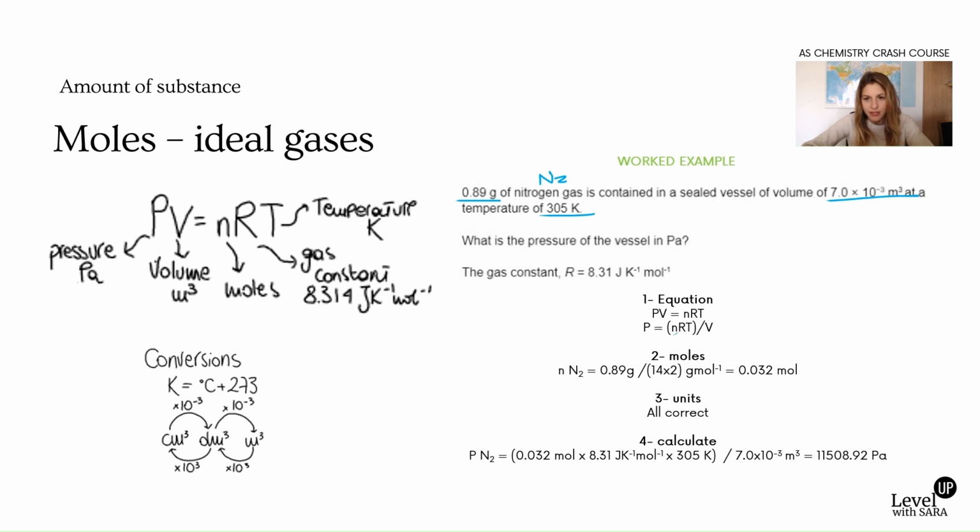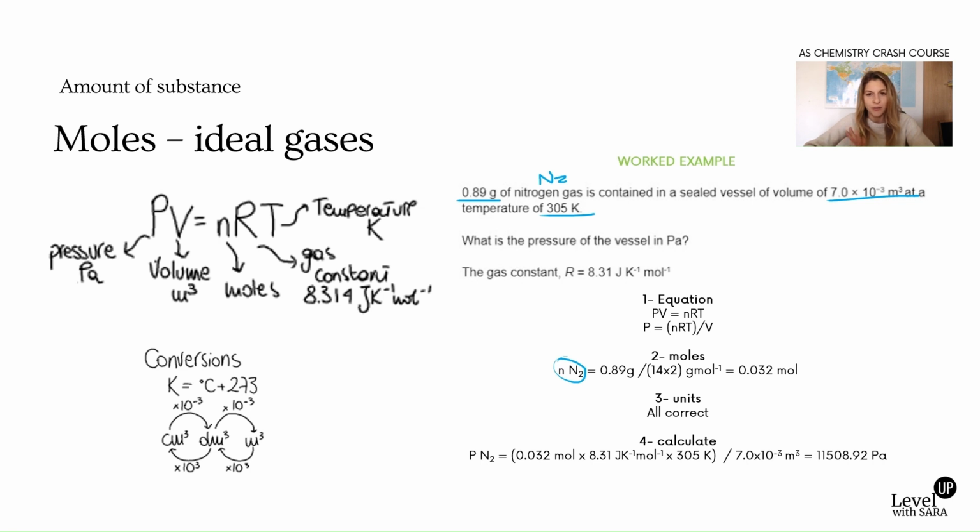After having rearranged the equation, we can notice the things that we have and the things that we don't. In this case, we don't have the moles, so that's what we can calculate. It would be 0.89, which is our mass, divided by the MR of nitrogen. That's why it's helpful to write the symbols as well, because we know nitrogen is diatomic, so we need to multiply by 2. The MR of nitrogen is 28 in total. This gives us the moles.